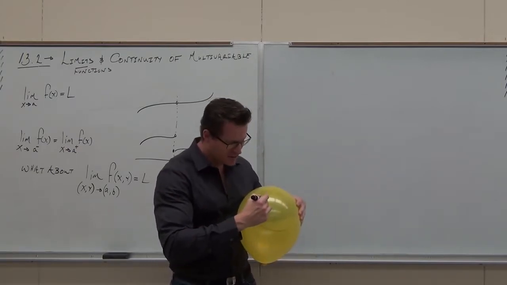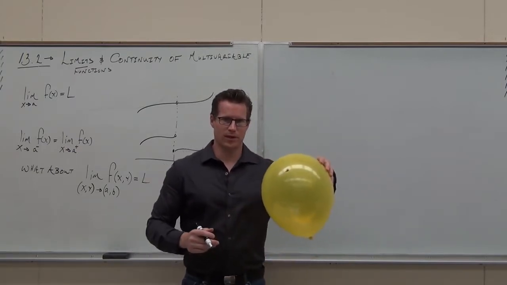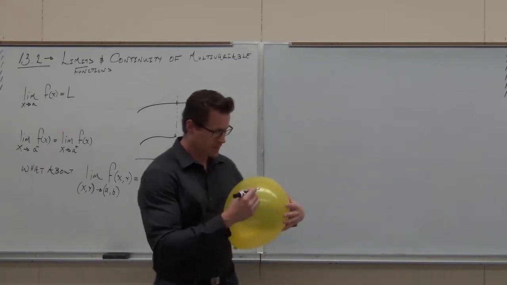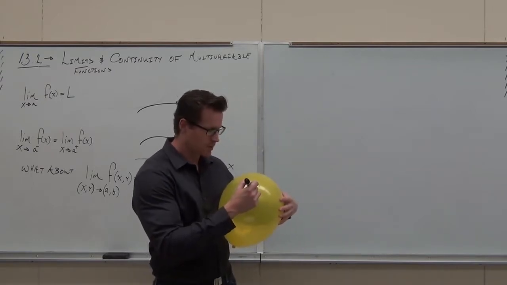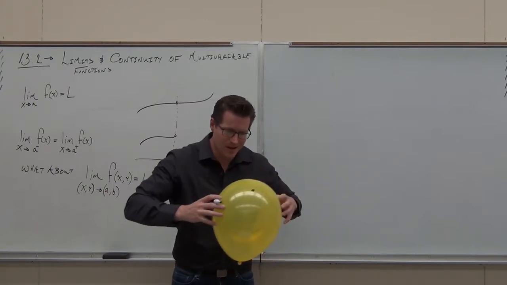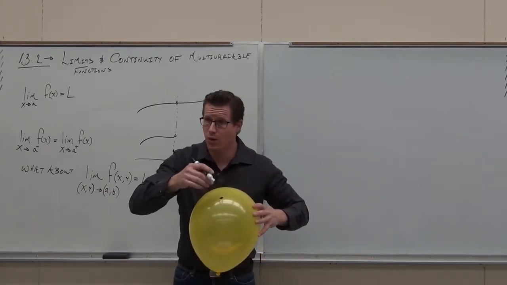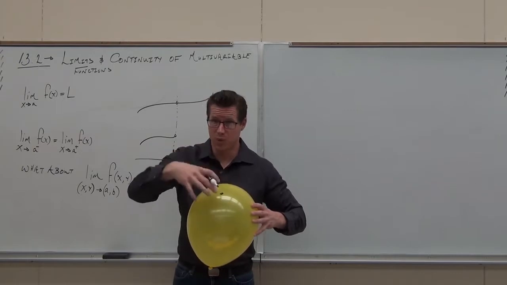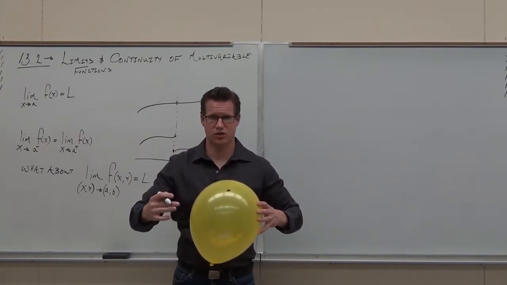Just kidding. Let's say that this is my point. All right, this is my point right here. This is the point (a, b), or well, the height above the point. So you have to imagine that this is the height. The whole idea here is that this point is on a surface. Here's my question.